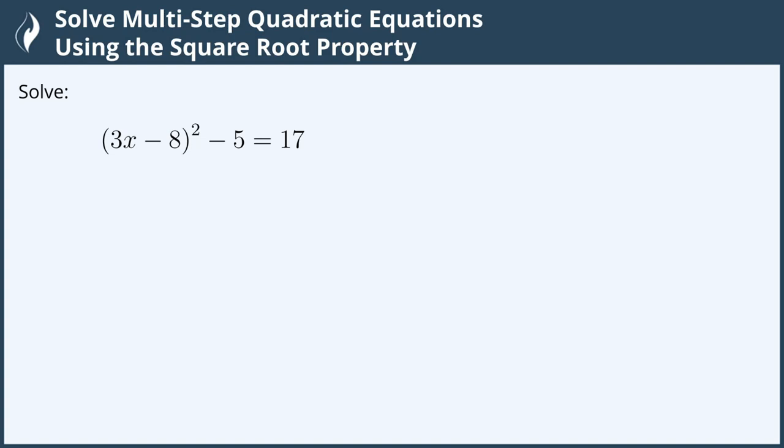Hi everyone! In this video, we will solve multi-step quadratic equations using the square root property. Solve the quantity of 3x minus 8 quantity squared minus 5 equals 17.